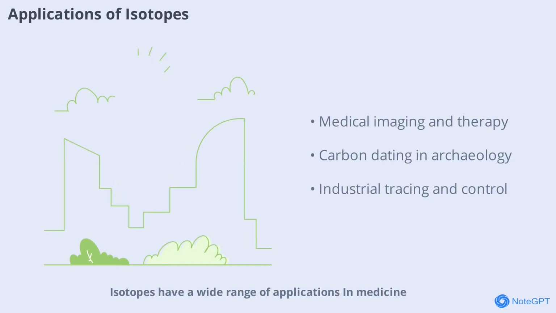Isotopes have a wide range of applications. In medicine, radioactive isotopes are used for imaging and cancer treatment. In archaeology, carbon dating uses isotopes to determine the age of ancient artifacts. Isotopes are also used in industry for tracing and quality control. Their unique properties make them valuable tools in science and technology.